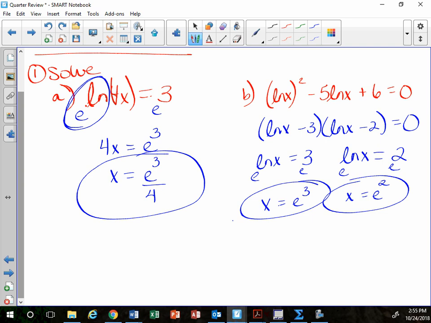If I actually multiplied this out, I'd have -2 ln of x minus 3 ln of x, which is -5 ln of x. You just plug in 3 for the ln x. But this question is asking what x equals, so you have to actually get to x equals.